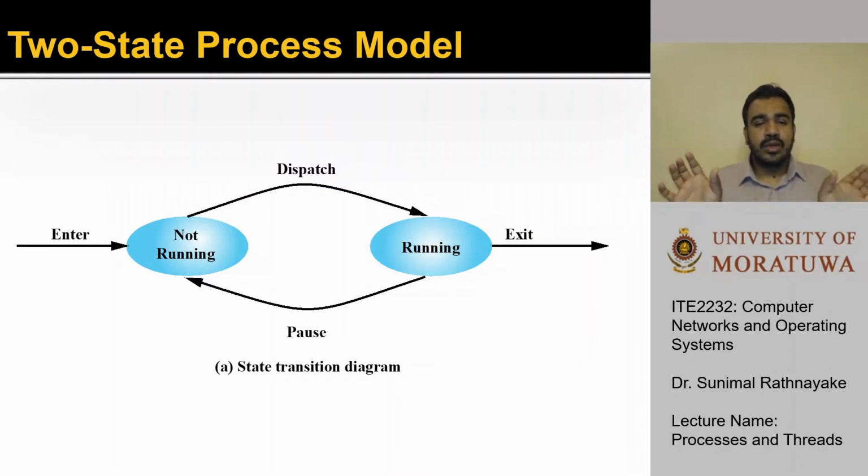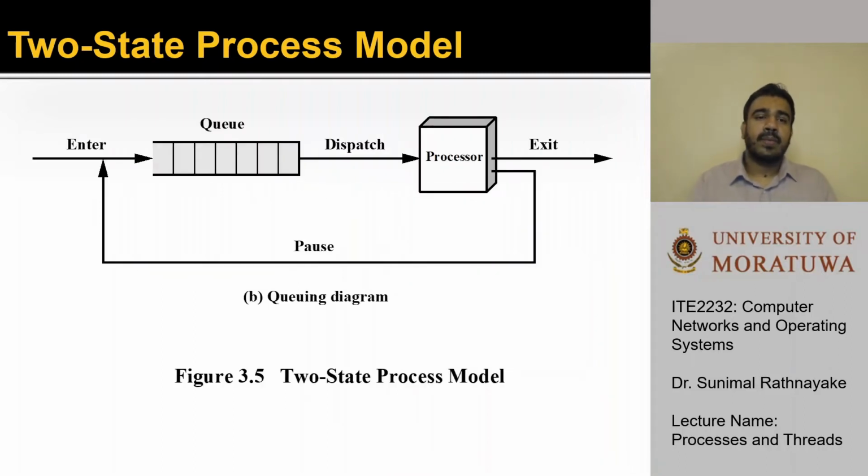So in the two-state model, you can have different process models to explain the behavior of a process. The two-state model is shown here. You will see some other state models as well. In this model, which is very simple, we have only two states: the running state and the not running state. The not running state, after dispatching, goes to the running state, and when it is paused, it goes back to the not running state. And once the process execution is completed, it exits the model or the processor.